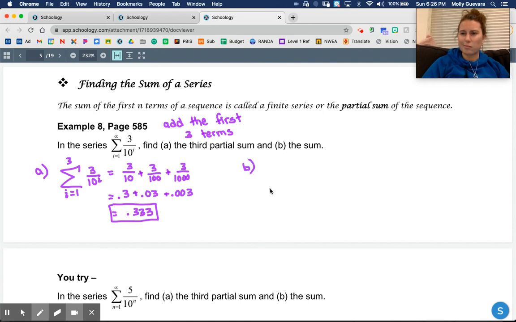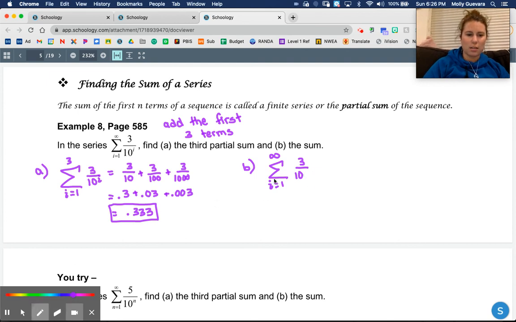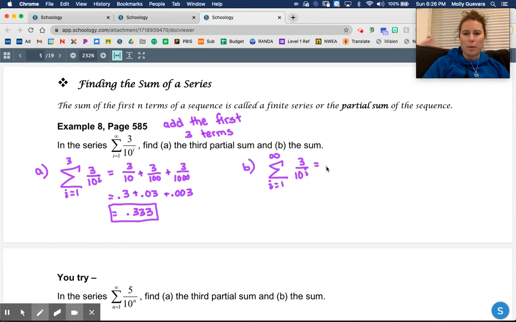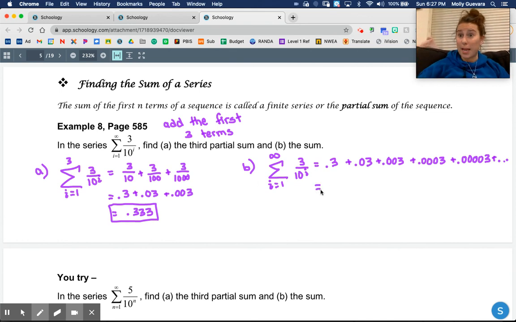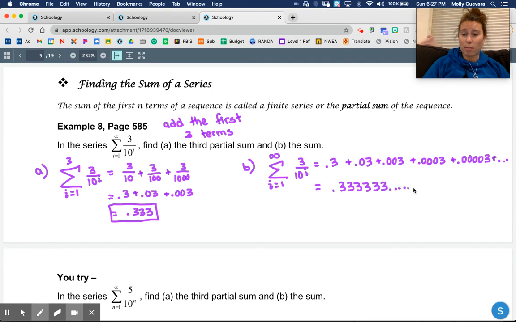Well, how do you find the sum of something that adds on forever, right? If I want to do that, this is going to take a long time. No, I'm just kidding. We're not going to actually go on forever. Oops, it's not 10 times I, it's 10 to the I, right? So I know that the first term is 0.3, the second term is 0.03, the third term is 0.003, and as you can guess, it's just going to continue on adding zeros, dot, dot, dot. So if I add this up, it keeps adding threes forever. I get 3, 3, 3, 3, 3, 3, and it keeps going. And at this point, we know that 0.33333 to infinity is just 1/3.